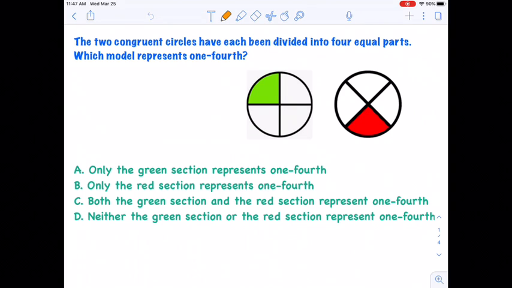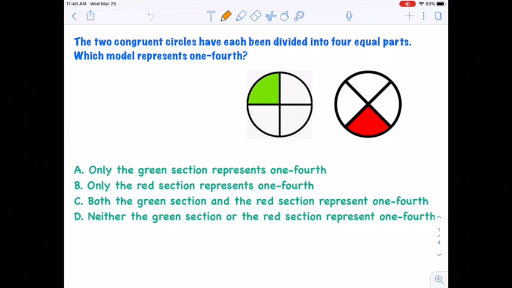So this question says two congruent circles. Think about congruent for a minute. What does congruent mean? It means same size, same shape. Good job. Two congruent circles, same size, same shape, have each been divided into 4 equal parts. Which model represents 1/4? So we have a circle that has a green section shaded and a circle that has a red section shaded. And then we have some answer choices down here to look at.